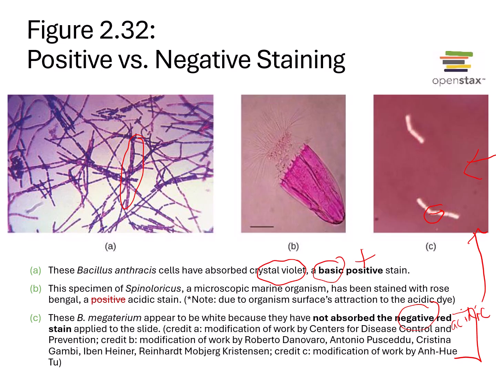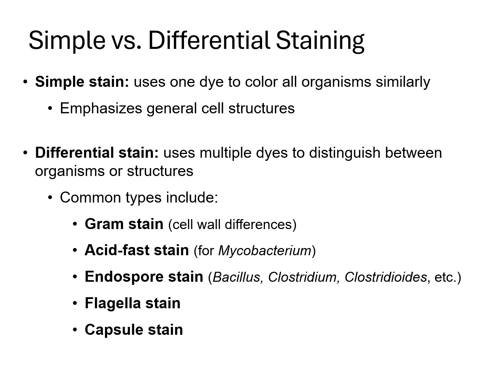In the middle, we have a typo here in the book. That should say a negative acidic stain. And this is interesting and kind of shows us that in some cases, acidic dyes can actually bind to certain tissues. A lot of the time it's due to the specifics of the tissue or maybe the pH of the environment. There are two types of staining techniques you can use in lab.